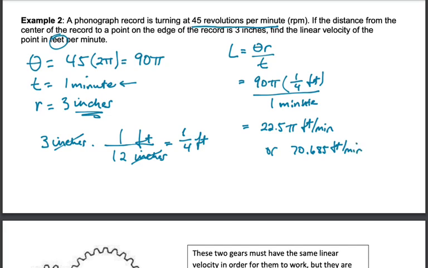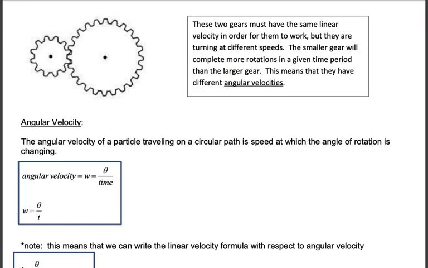All right, let's do another one. Actually, we're going to talk about angular velocity now. So let's suppose you have these 2 gears. Think about how they're going to be turning, and each little cog has to mesh up. So these 2 gears must have the same linear velocity in order for them to work, but they are turning at different speeds. The smaller gear will complete more rotations in a given time period than the larger gear. This means they have different angular velocities.